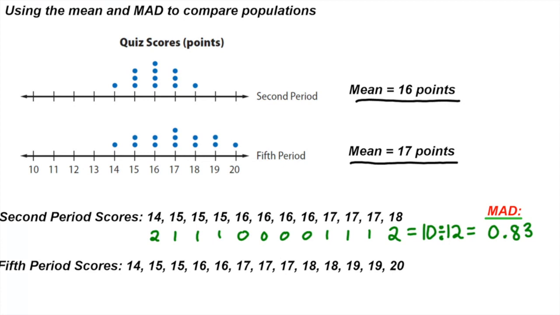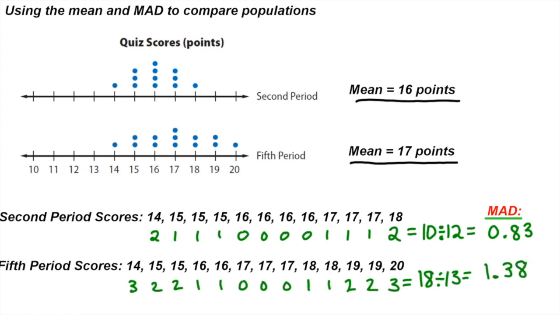And for fifth period, we have to find out how far away each score is from 17 points, or their average. And this is 3, 2, 2, 1, 1, 0, 0, 0, 1, 1, 2, 2, 3. And then again, we would add all of those up, and those add up to 18. And there are actually 13 scores in fifth period. So we would divide by 13, and we get an MAD of about 1.38. So now we have measures of center, and we have our measures of variability.